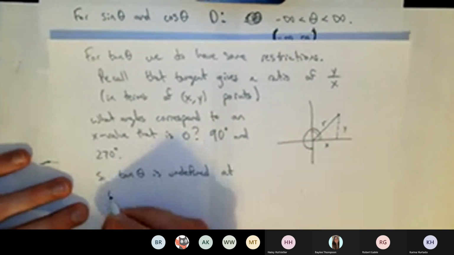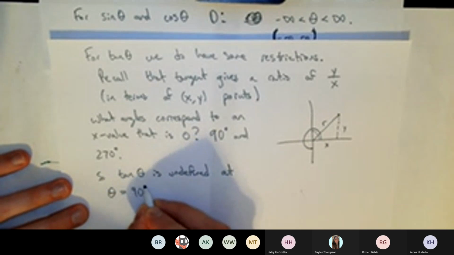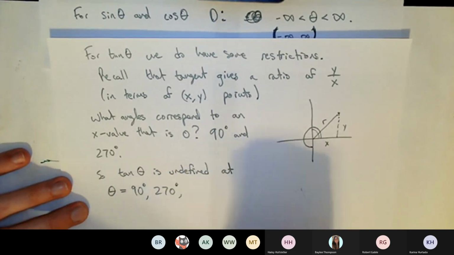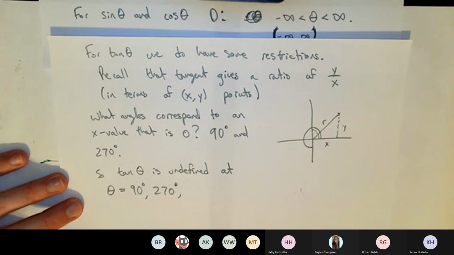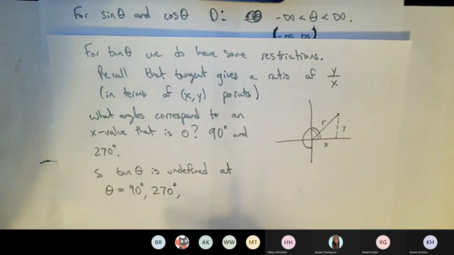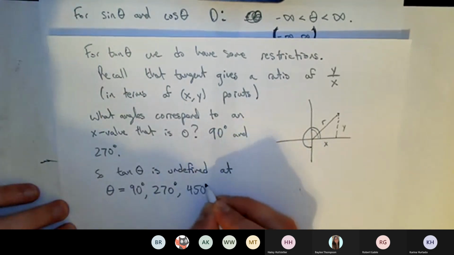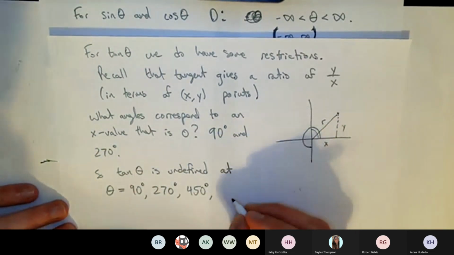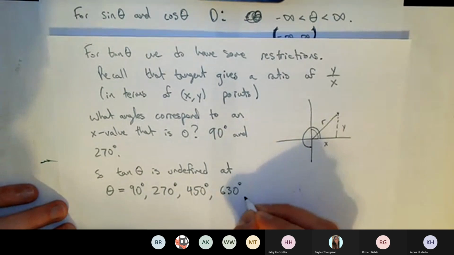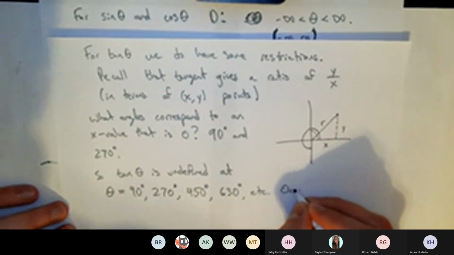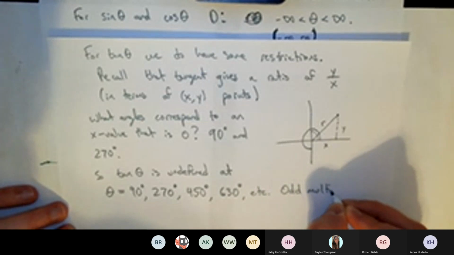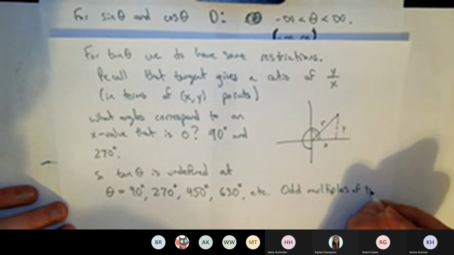Undefined at theta equals 90 degrees, 270 degrees, and other odd multiples of 90. So not like 180, that's fine. 180 is fine and 360 is fine. So not all multiples of 90, but odd multiples. So this is 90 times 1, 90 times 3, 90 times 5, 90 times 7, etc. And I'll say odd multiples of 90 degrees.